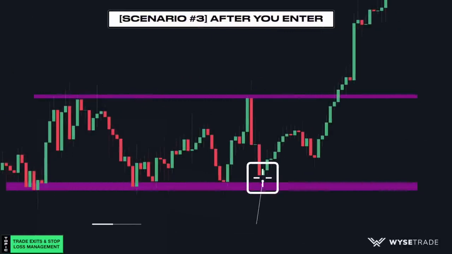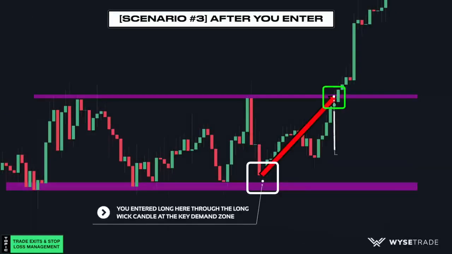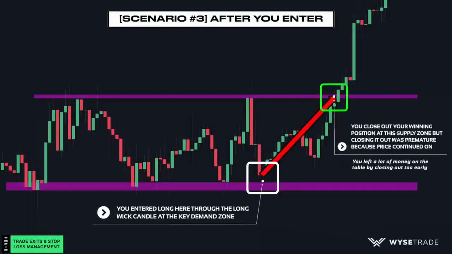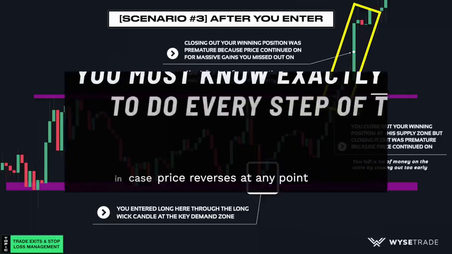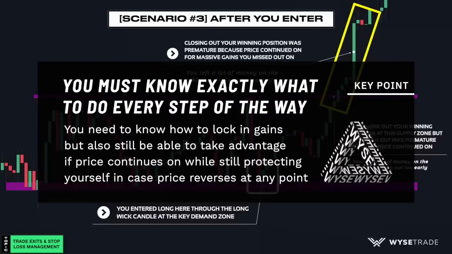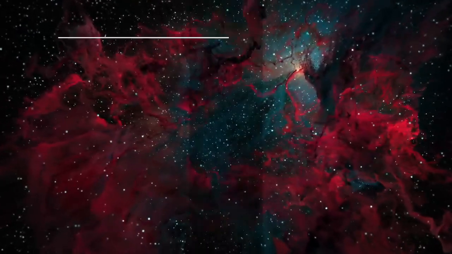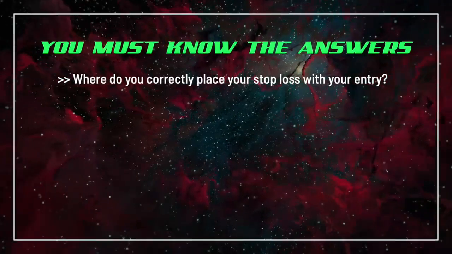Scenario number 3. You enter on this long trade setup here and price hits your profit target. So you close out the position. But closing it out was premature because price continued on even further for even larger gains. Again, you need to know what to do to lock in gains, but also still be able to take advantage if price continues on. In all of these scenarios, where do you initially place your stop loss?